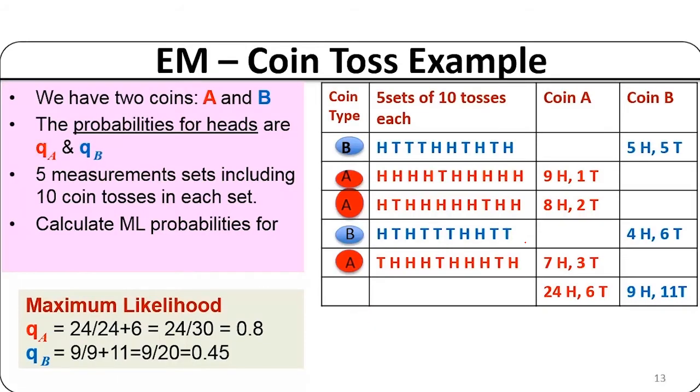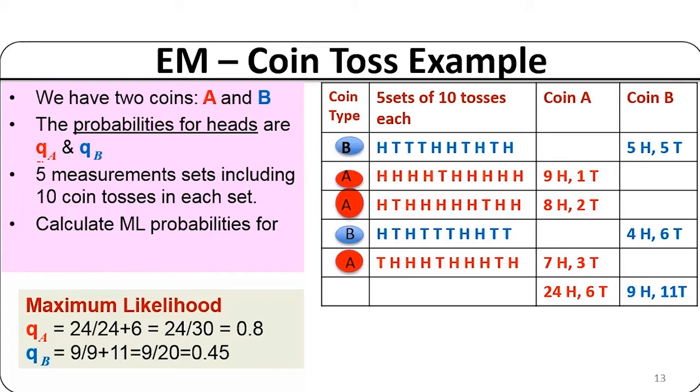Now we will focus on the numerical problem based on the expectation maximization algorithm. For simple understanding, I am taking a coin toss example. Let's say we have two coins, coin A and coin B. Coin A is represented in red and coin B in blue. Out of these two coins, I am going to find the probabilities of heads for both coins.